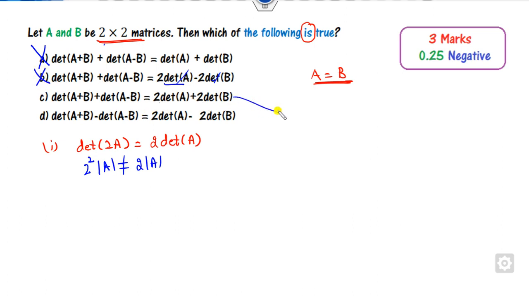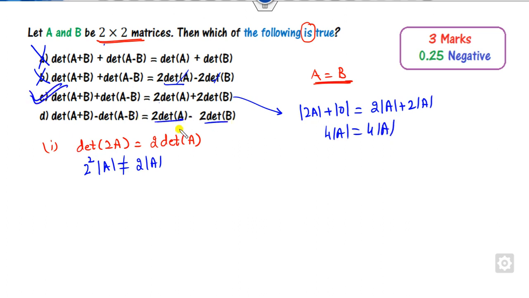Look at this one. What will happen here is the left hand side will be the determinant of 2A plus the determinant of 0. This is 2 times A plus B, where B is equal to A. Here you can see this is nothing but 4 of A is 4 of A. So this is the right answer. Again you can see these are 0, so this option is cancelled out. So the right answer is C.